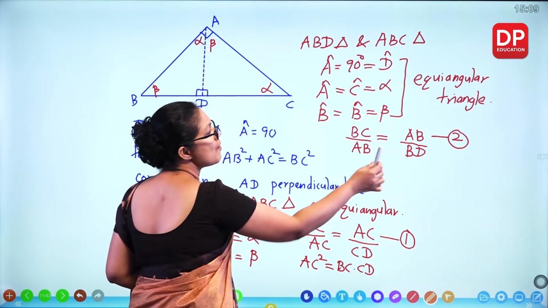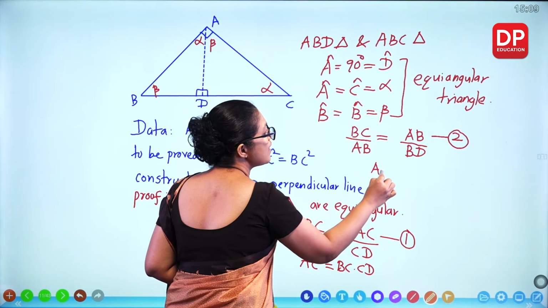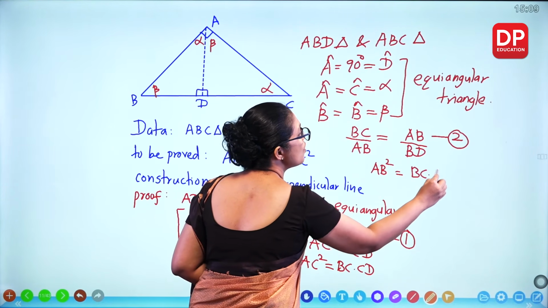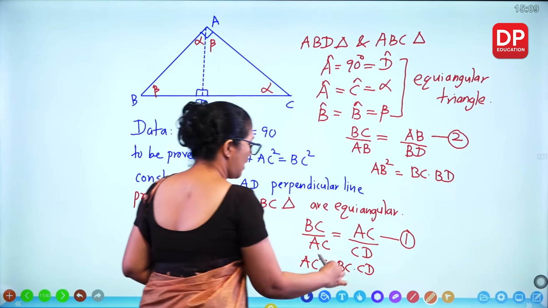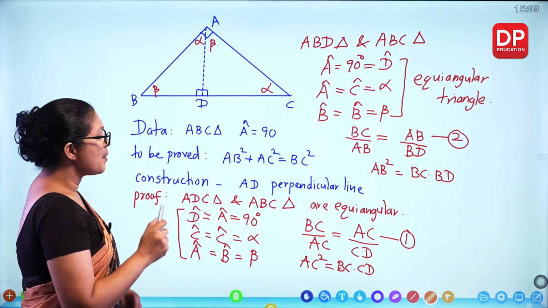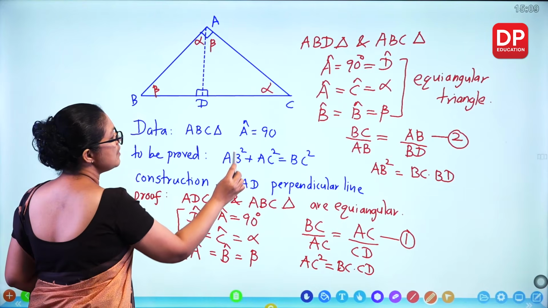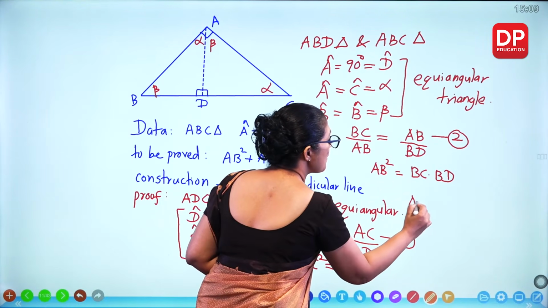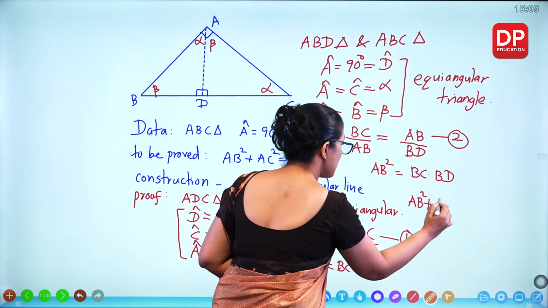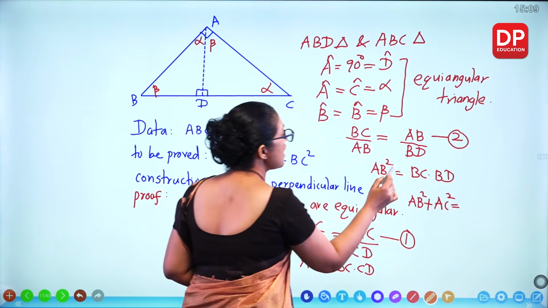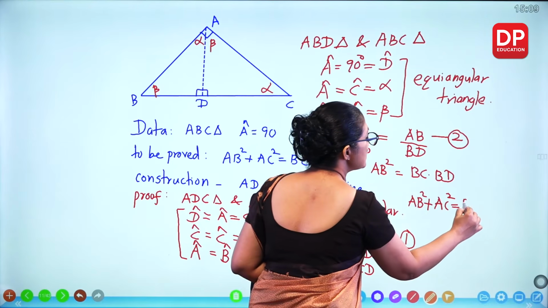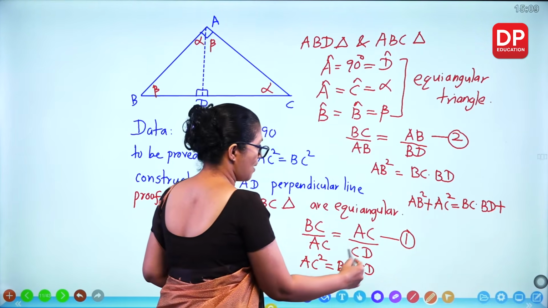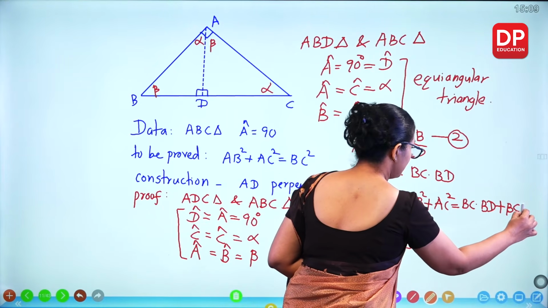From this equation also I want to cross multiply. AB squared is equal to BC into BD. I'll add these two, AB squared plus AC squared, because we need AB squared plus AC squared. When you add these two, what happens? You get BC BD plus BC CD.